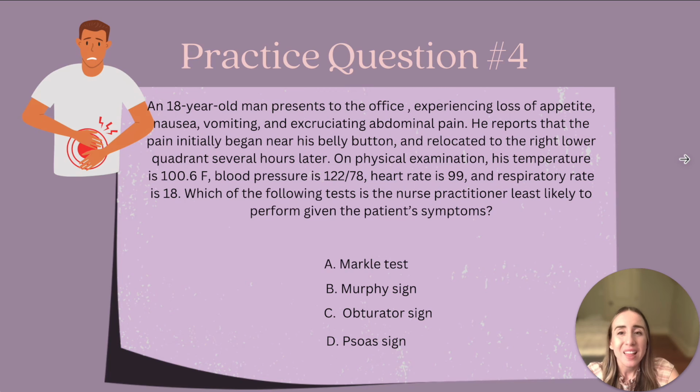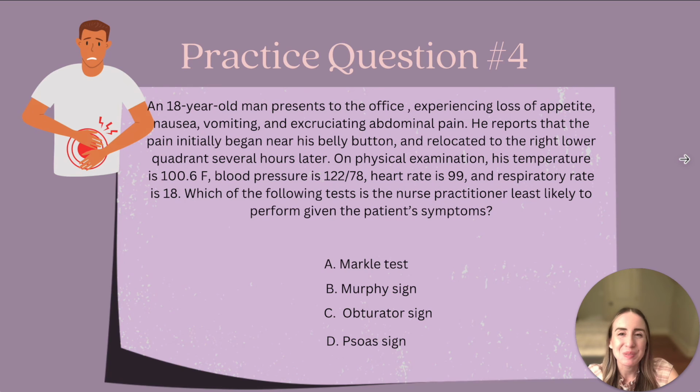So let's start with option A, Markle test. This is also known as the heel jar test, and it can be tested by having the patient stand on their toes and quickly drop to their heels. If this results in increased discomfort in the right lower quadrant, it is considered to be a positive sign for appendicitis.